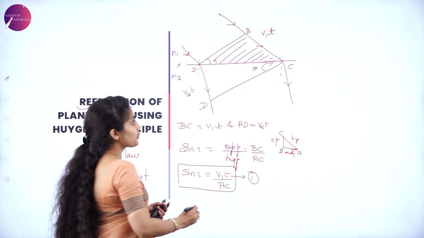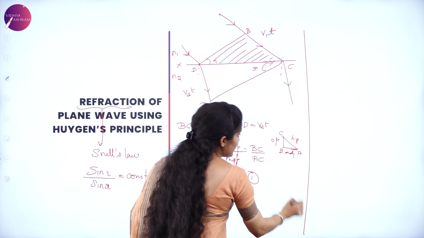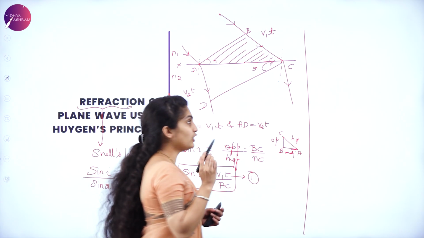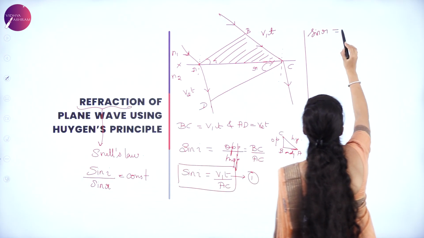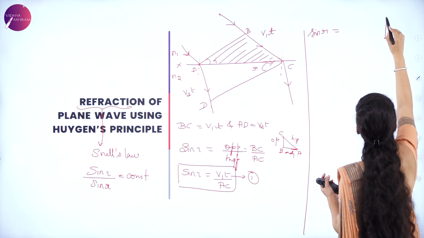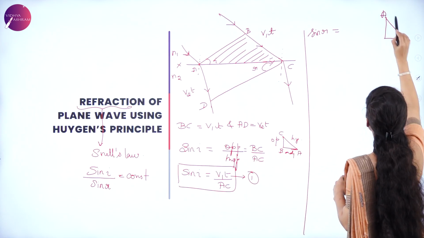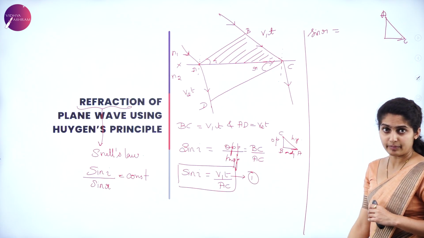Okay. Next we are getting on to the second equation for sine of angle of refraction. So sine R is equal to, so here is a right angle triangle. AC acts as a hypotenuse.